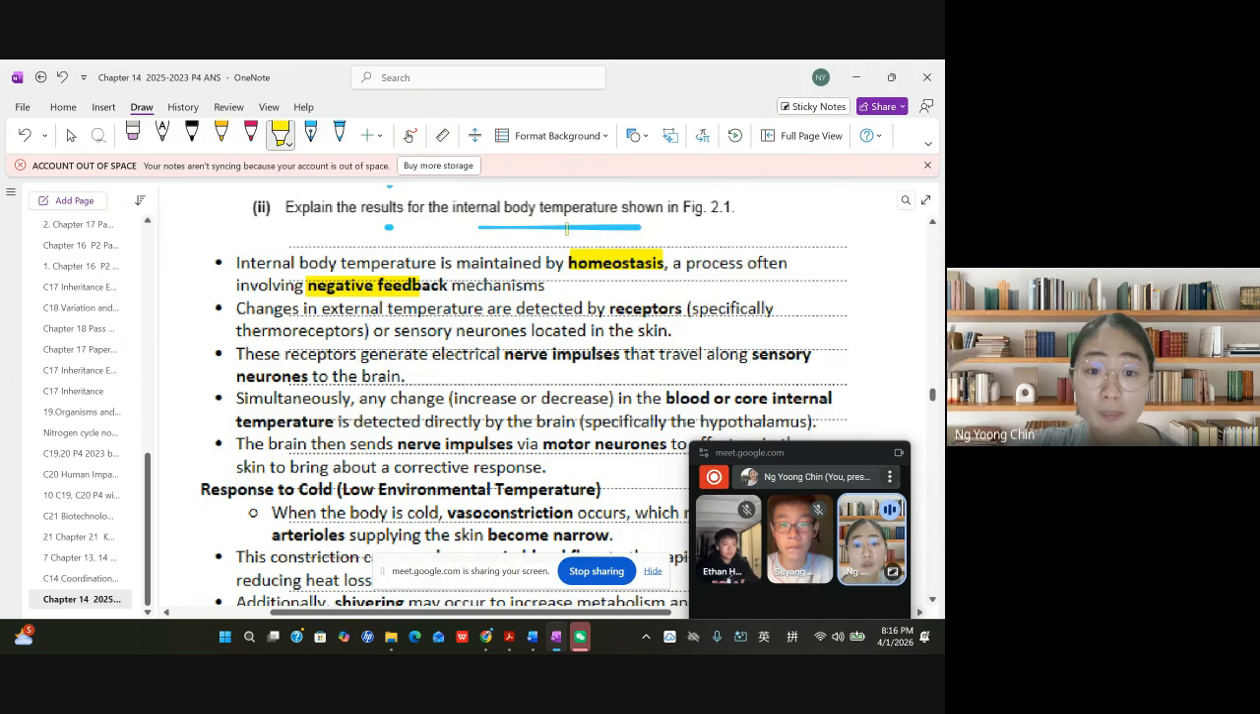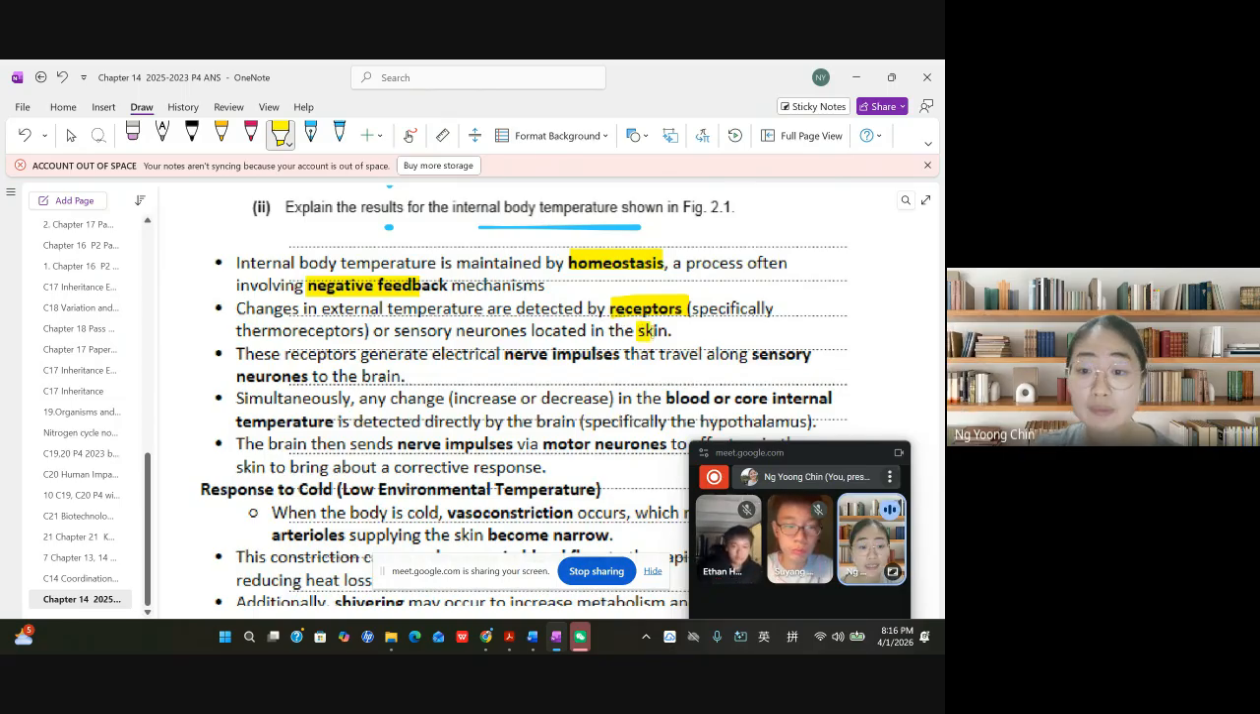Refer to how your body is able to regulate its internal body temperature. So it is a process of homeostasis, and homeostasis involves negative feedback mechanisms. The change in the external temperature is detected by the receptor, so you should write the receptor. The receptor is in the brain or your skin. In this question you write about the receptor on your skin.